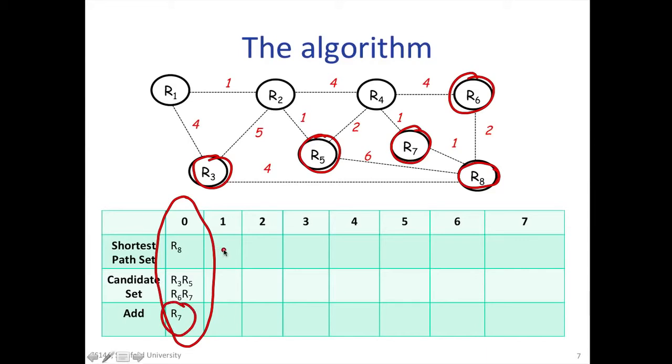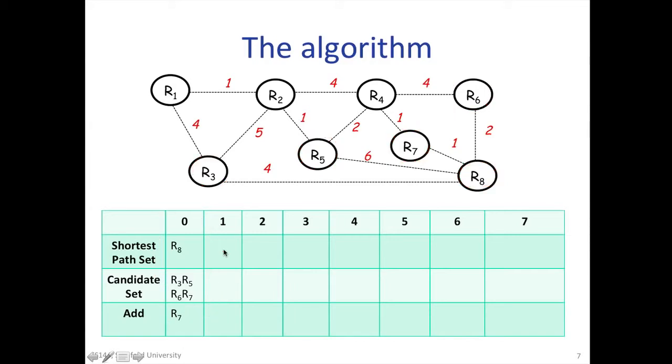So I've chosen R7, and in which case, I'm going to add it into my shortest path set. So my shortest path set is going to become R8 and R7. My candidate set are the set of routers that directly connect to this subtree. So the ones that directly connect are R3 and R5 still, of course, because I haven't used them yet. R6, because I haven't used that one yet. I've used R7, so now R4 becomes added to the candidate set. And I'll pick from that set the one with the lowest cost path back to R8.